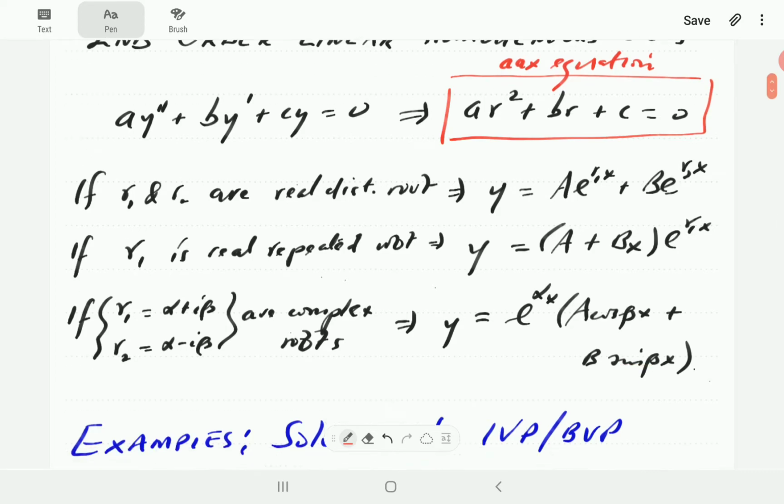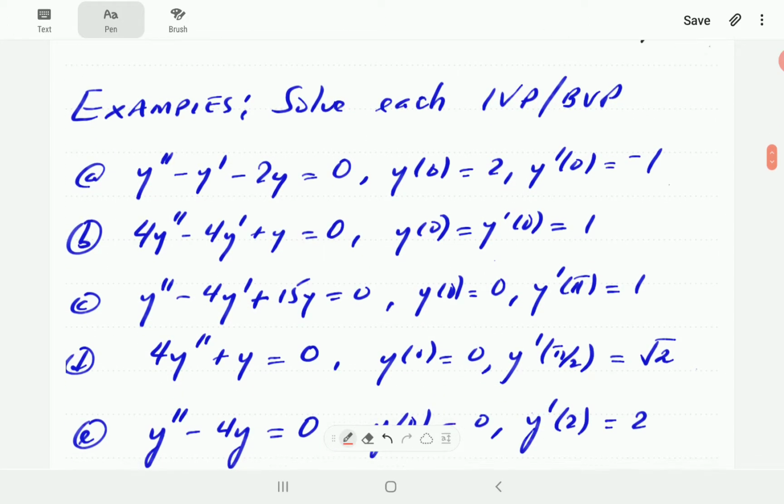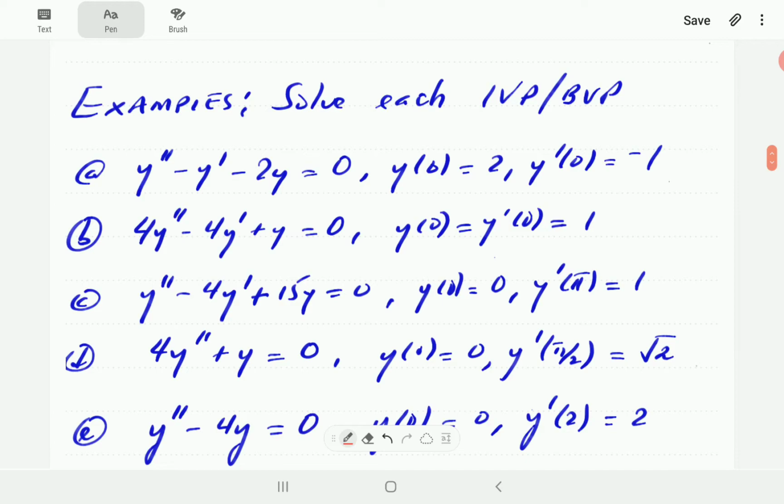All right, so let's look at some examples now. In this set of examples, we are required to solve each. IVP stands for initial value problem, and BVP stands for boundary value problem.